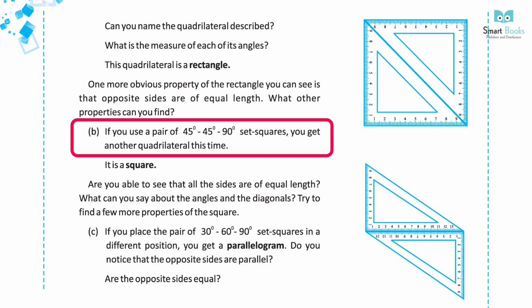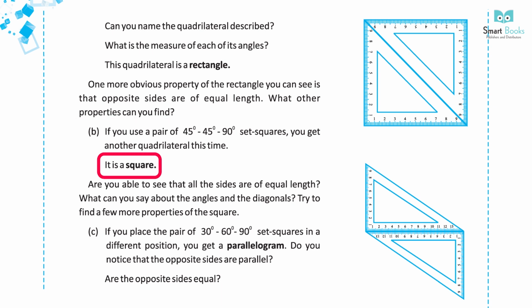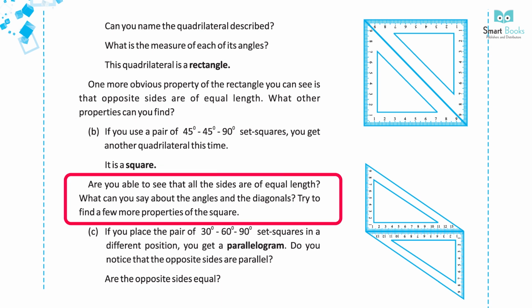B. If you use a pair of 45-45-90 set squares, you get another quadrilateral this time. It is a square. You are able to see that all the sides are of equal length. What can you say about the angles and the diagonals? Try to find a few more properties of the square.